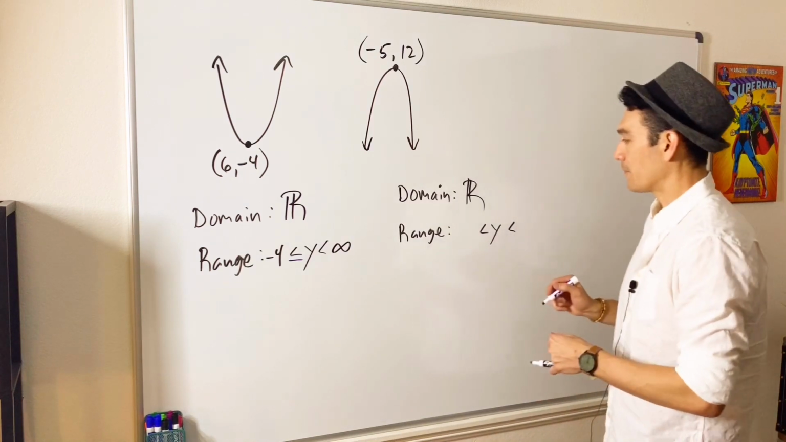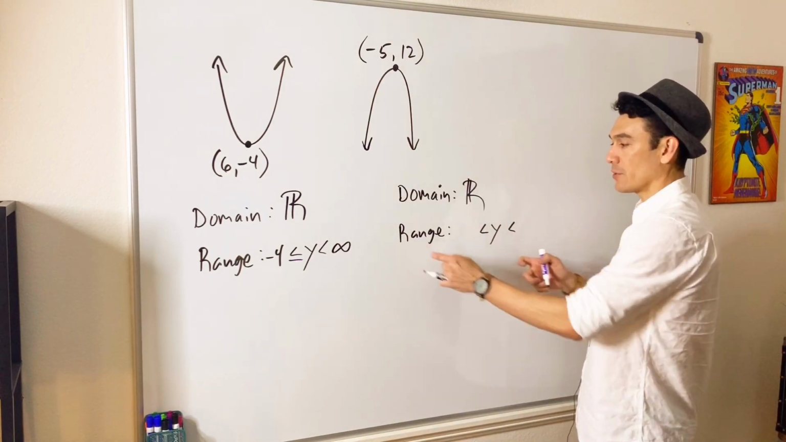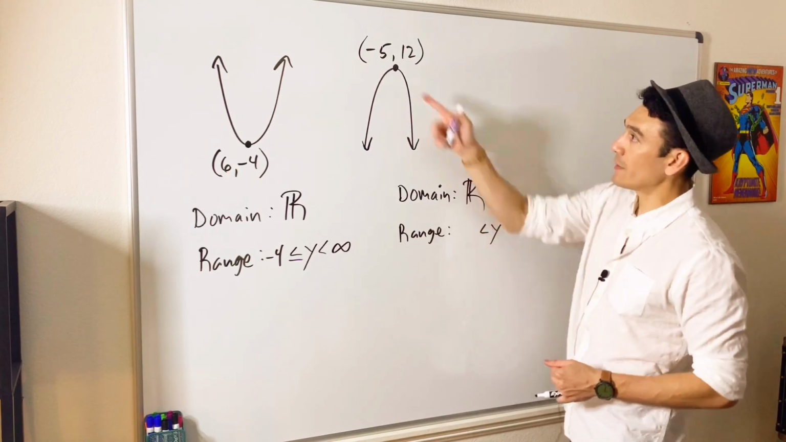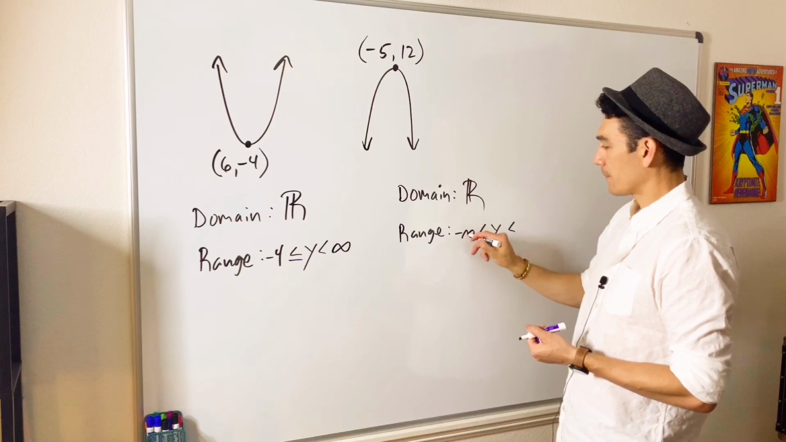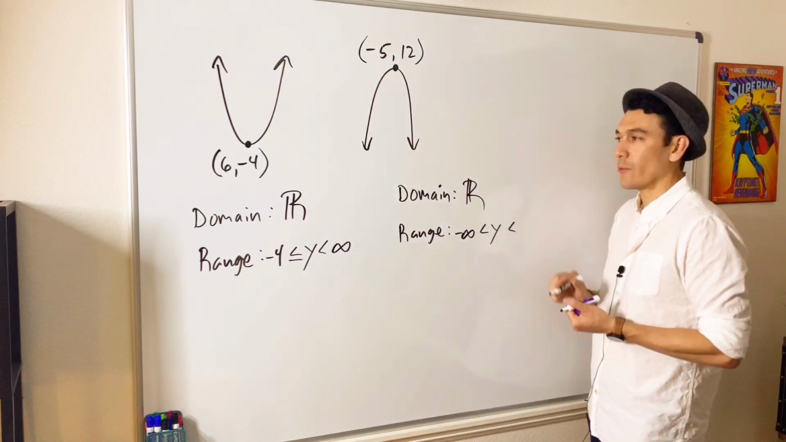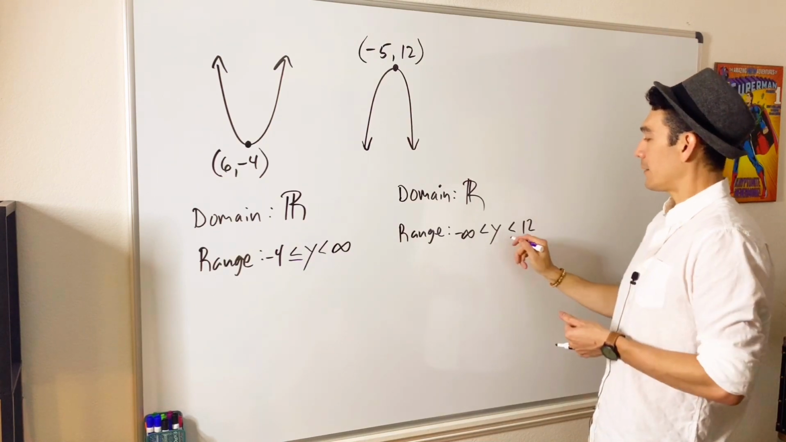How about this one here? So this is always low to high for the range, low to high. So what's the lowest point that this goes to? Well, it goes down forever. And what's the highest point that it reaches? The highest y-coordinate would be 12 with equality.